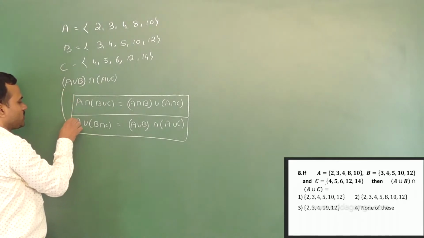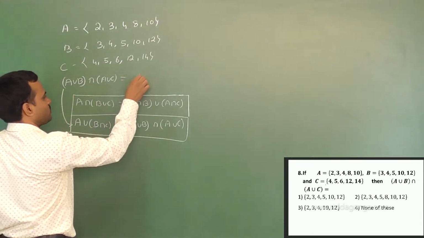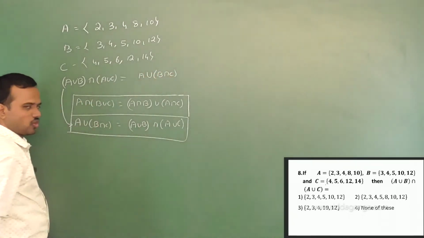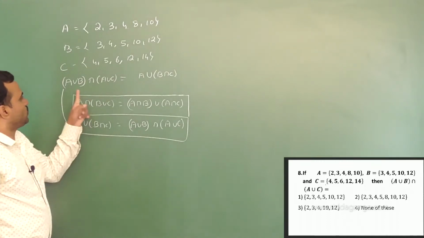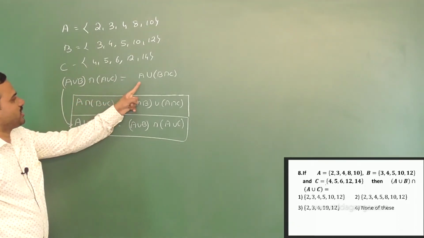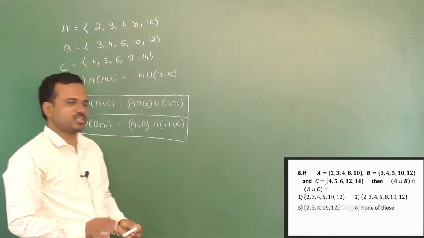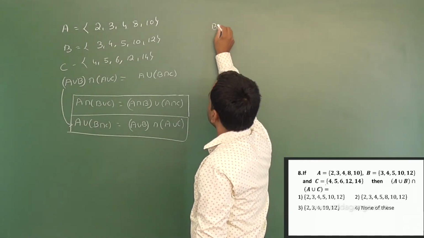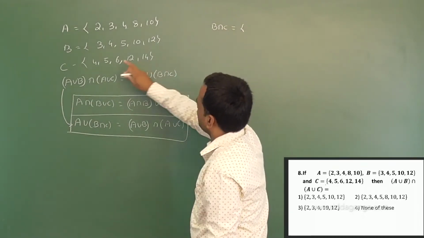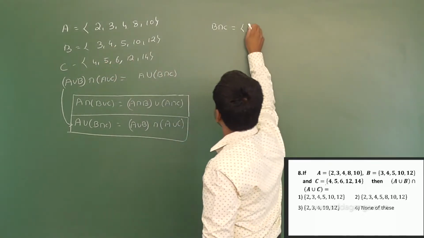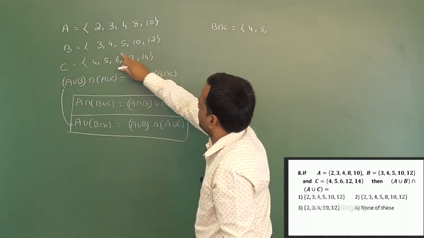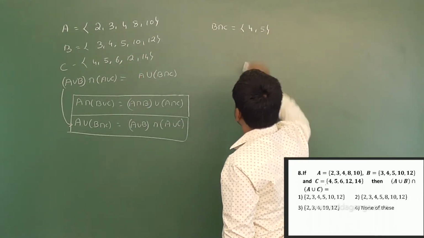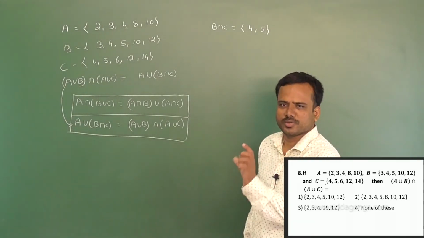Observing these two results, we can write this simply as A union of B intersection C according to the distributive law. So A union B intersection A union C can be written as A union of B intersection C. Firstly we find B intersection C, the common elements. Is 3 present? No. 4, yes. 5, yes. 10, no. 12, no. Only 2 elements, 4 and 5, are present in both B and C.